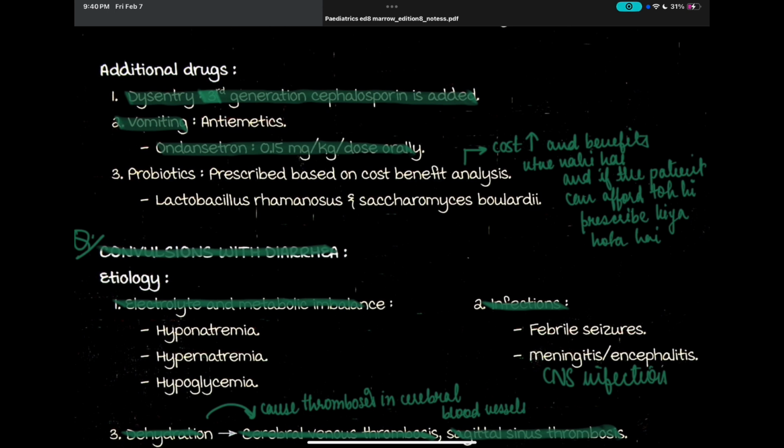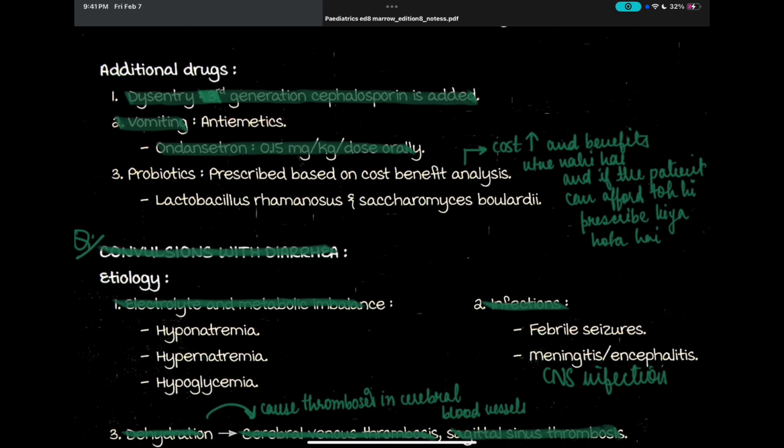Additional drugs. In dysentery, a third generation cephalosporin is added. For vomiting, antiemetics are added, such as ondansetron. What is the dose of ondansetron? 0.15 milligram per kg per dose orally.